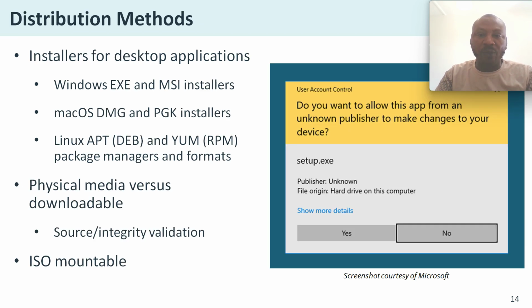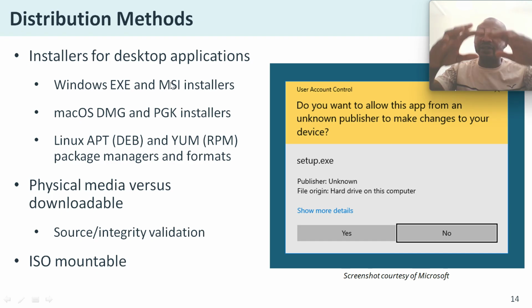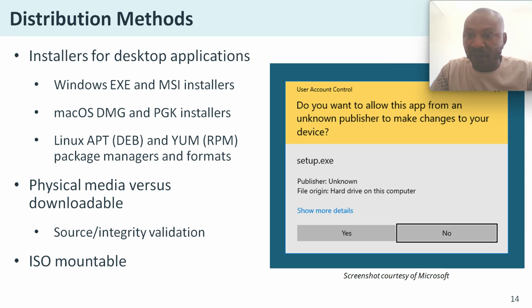Okay, so let's look at some distribution methods. For Windows, we have installers for desktop applications. When you get to the Windows environment, where you can see the graphical user interface, we call it the desktop environment. Then we have Windows executable and Microsoft installer.